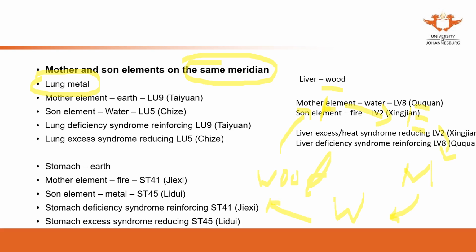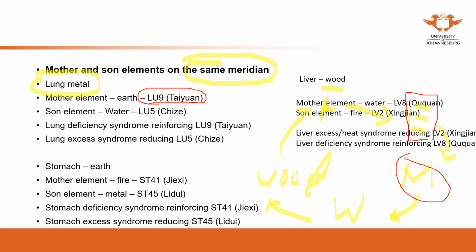When you see the lung is the metal, you want to find the mother element, that's the earth. On the same meridian, I'm going to find on the lung meridian which point is the earth point: lung 9. So I'm going to use lung 9 to tonify the lung deficiency.